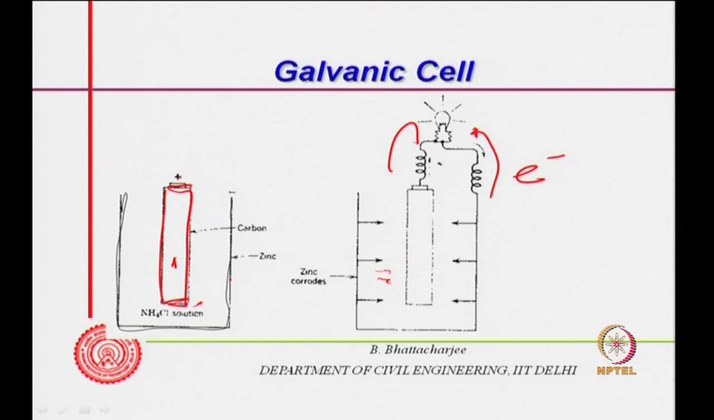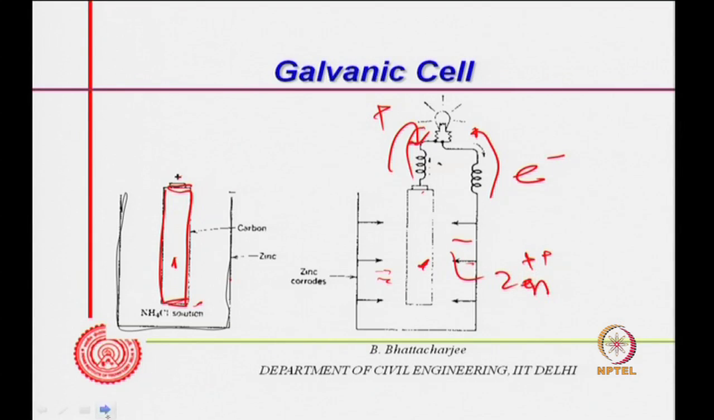So, my positive current movement is along this direction. Zinc ion moves along this direction, and electron moves along the opposite direction. So, my positive ion current movement is along this direction. So, this is my positive electrode, this is my cathode, this is my anode. That is a galvanic cell, we know that. We use batteries all the time.